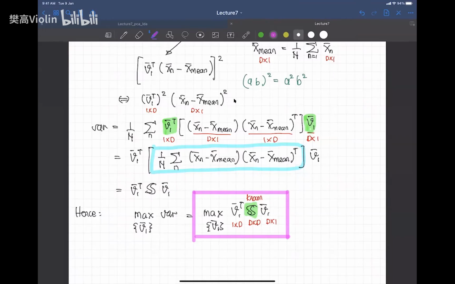So if we do this, what will be the easiest solution for this? If we do this, what will be the easiest solution? Anyone? What will be the easiest solution for this problem? What will be V1? What is V1 to solve this maximization problem?